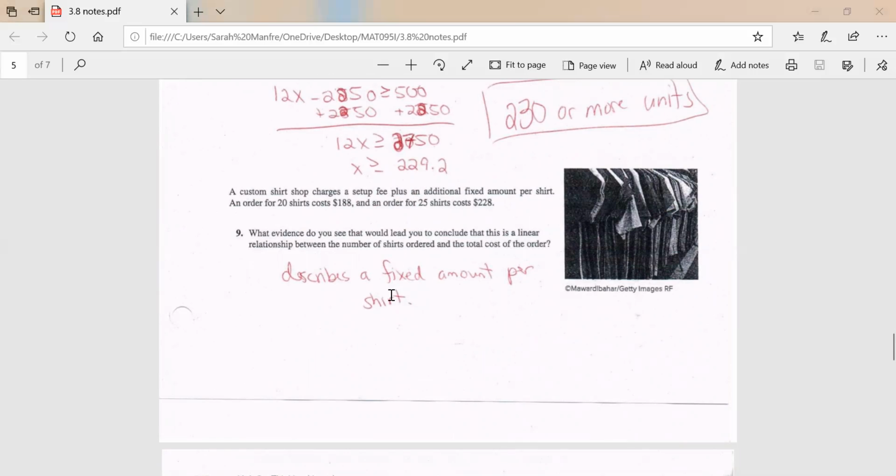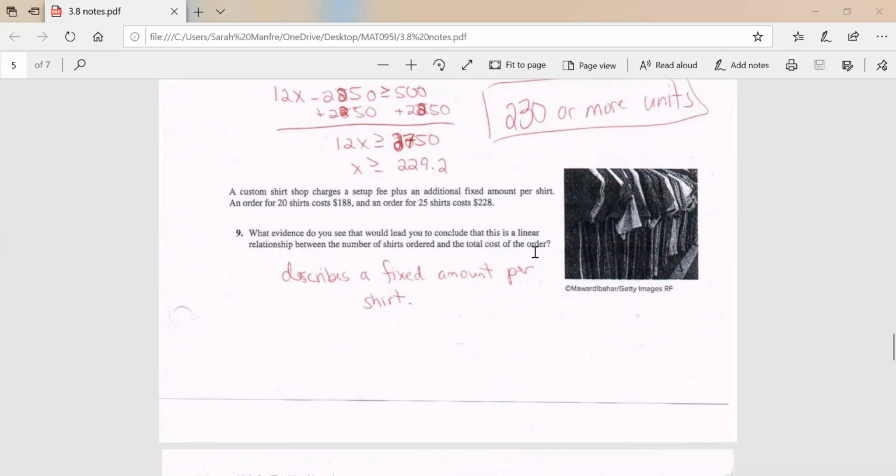Okay, the next question is going to be on a different problem. It says a custom shirt shop charges a setup fee plus an additional fixed amount per shirt. An order of 20 shirts costs $188, and an order of 25 shirts costs $228. Just like we did in the class problem, these represent 2 points in the problem. My first point is going to be (20, 188), and my second point is going to be (25, 228).